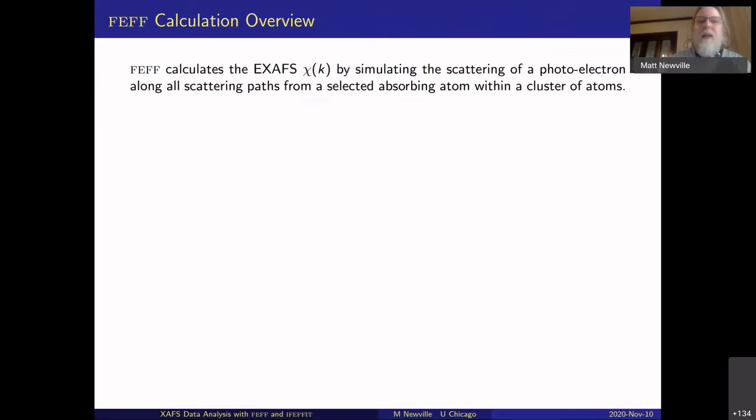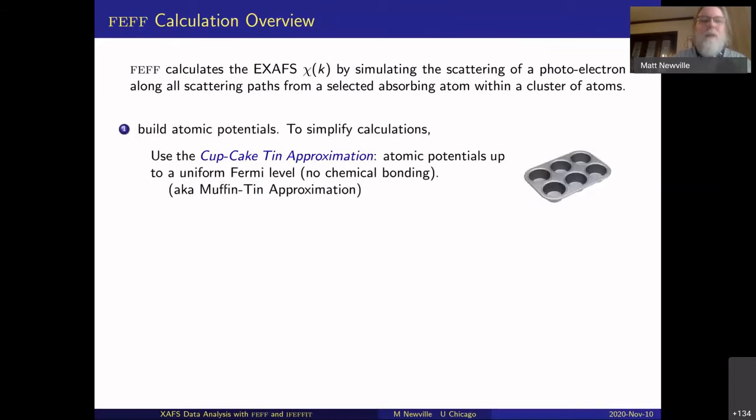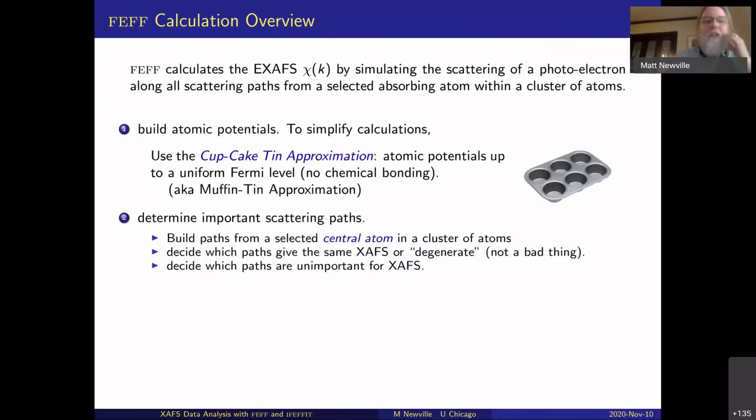So we'll start with the FEFF calculation, which is going to calculate chi of k. It's going to simulate chi of k using ab initio scattering calculations for the photoelectron. It will include all scattering paths within a cluster of atoms. So we need to start with a cluster of atoms, determine the scattering paths, and then we need to calculate the atomic potentials for each atom.